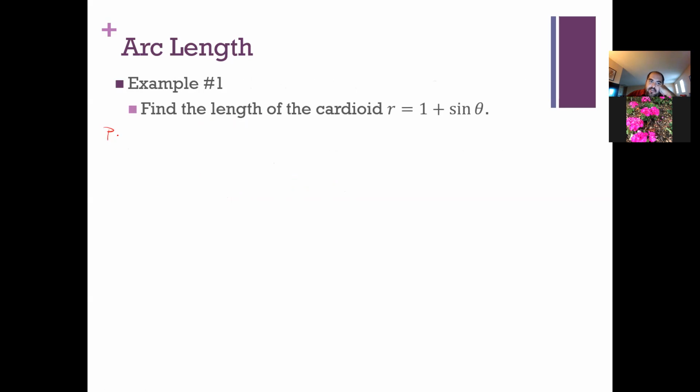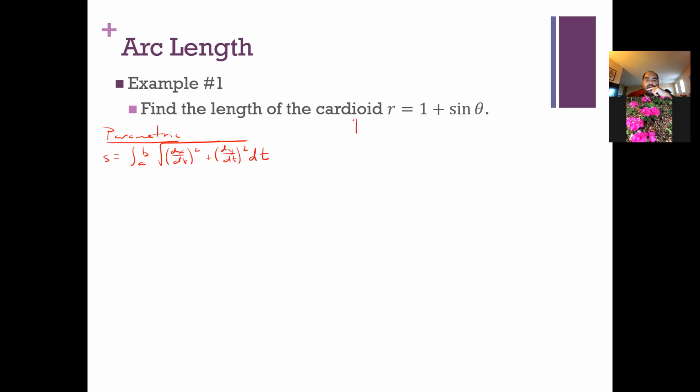So for parametric, your arc length is equal to the integral from a to b of the square root of (dx/dt) squared plus (dy/dt) squared, with respect to t. But really, t is the parameter for parametric.